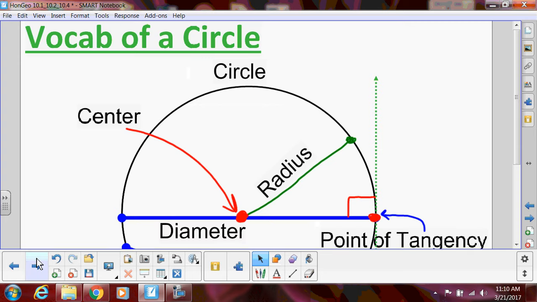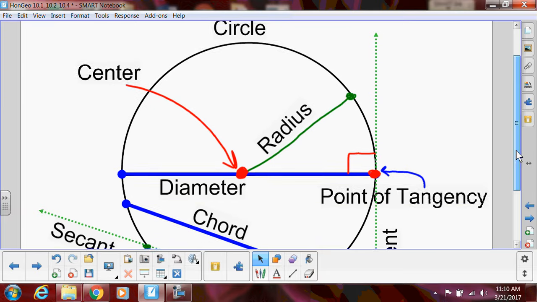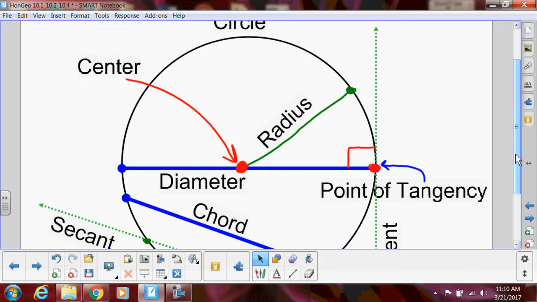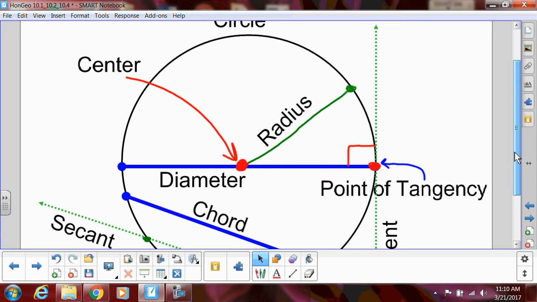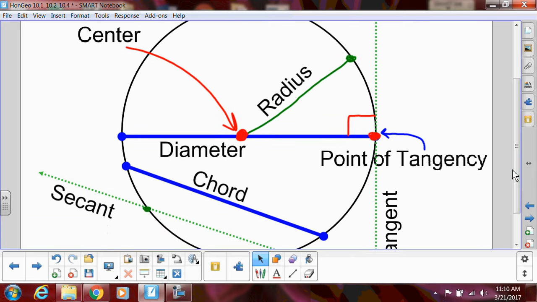So we've got this circle. That's what the black line is. And the green is a radius. The center is the red dot. A chord could be either of these blue segments. So notice that this blue chord has endpoints on the circle, but it does not contain the center. Whereas the diameter is the blue segment that goes through the center.